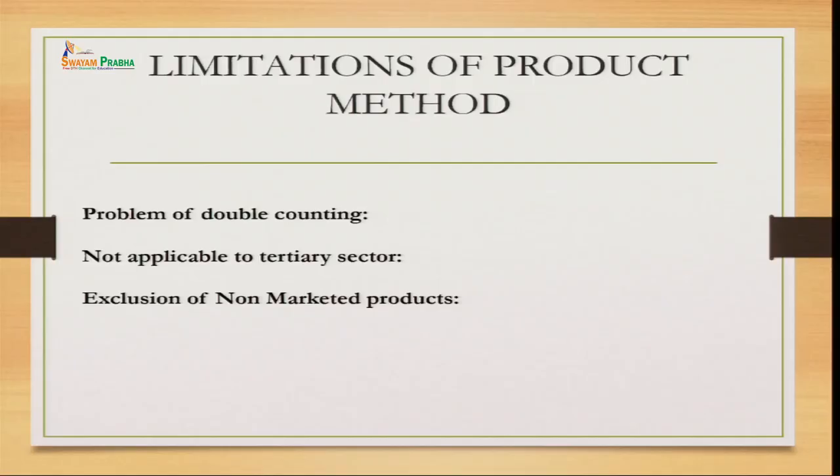So this problem will always be there. Then it is not applicable to the tertiary sector, because in case of services it becomes very difficult to calculate the input-output relationship. So this is not very much applicable to the tertiary sector. And here, exclusion of non-marketed products.